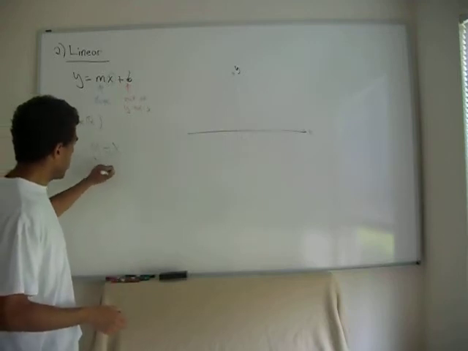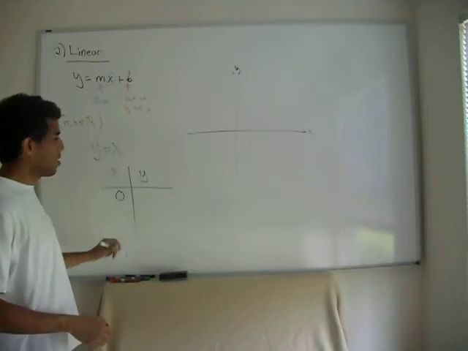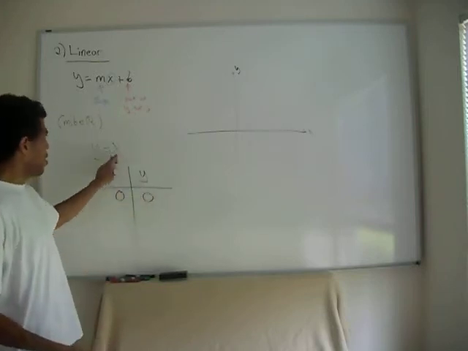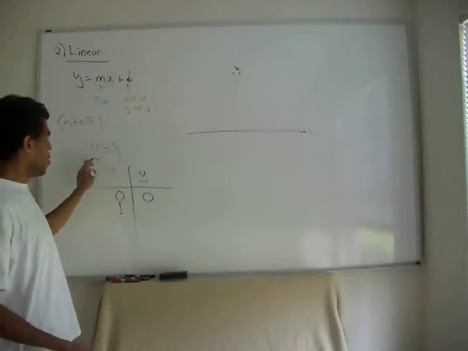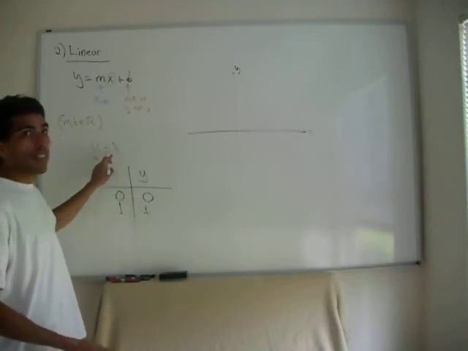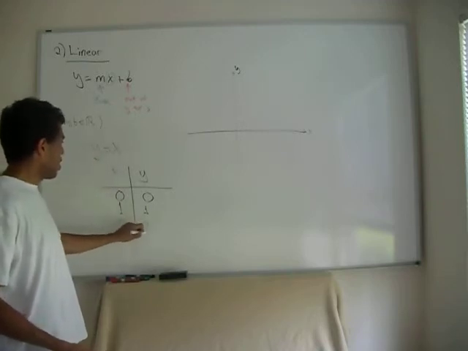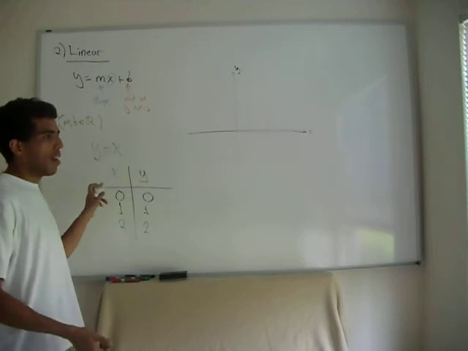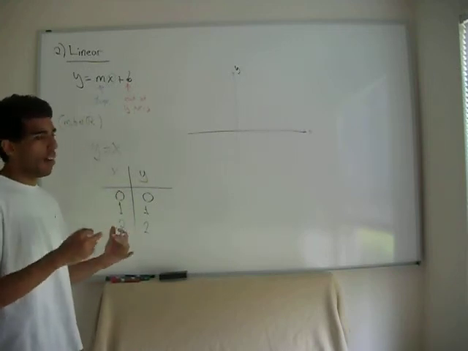If we have x and y, what happens if x is 0? Y is 0. 0 equals 0. What happens if x is 1? 1 equals 1. Y is 1. What happens if x equals 2? 2 equals 2. And so on. Doesn't matter what I put on the x, y is going to be the same thing. So that's why it's called the identity function. It's like a mirror, okay?